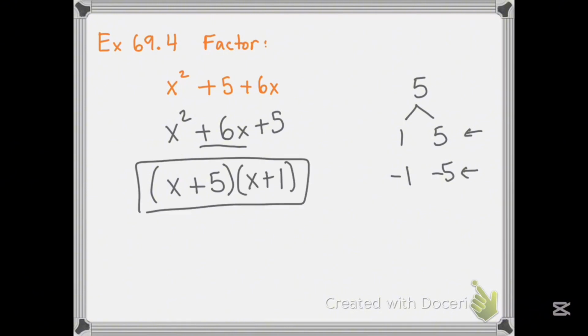And that's the lesson. Very, very simple. We're going to be learning more and more different ways of factorizing. So it's important that you get this one down.